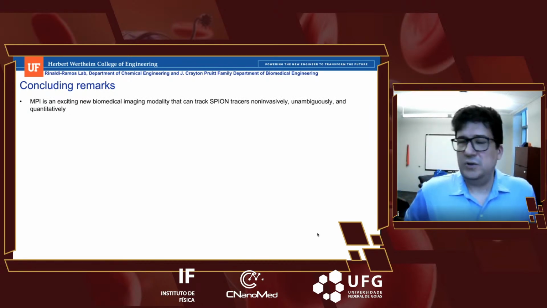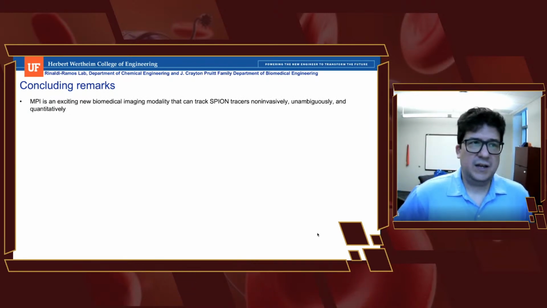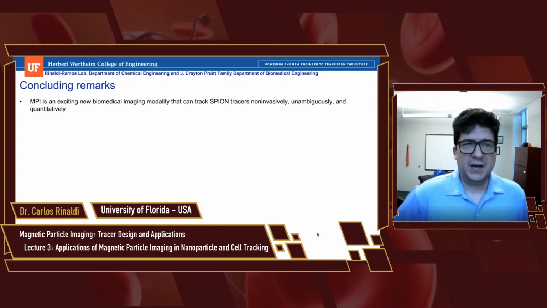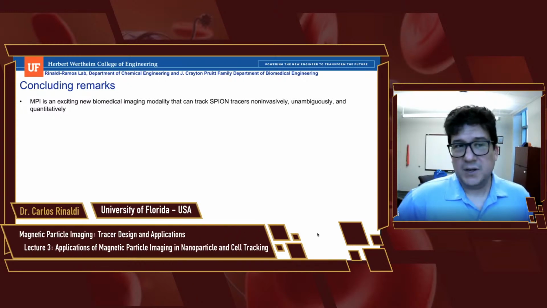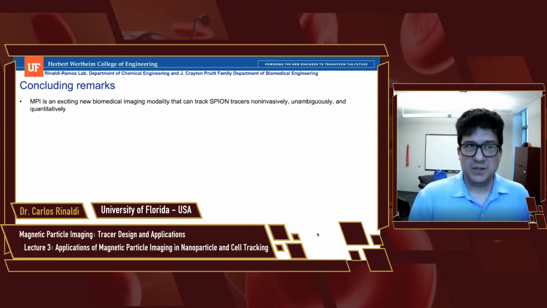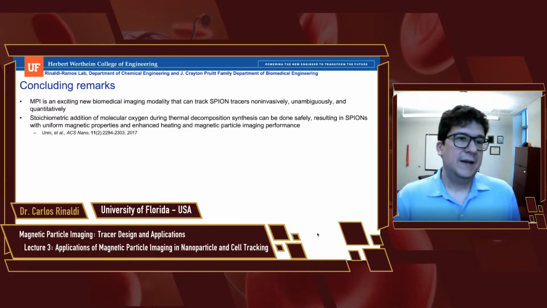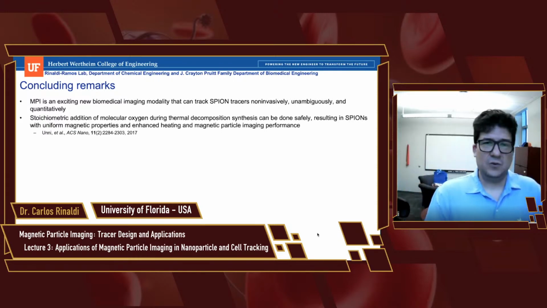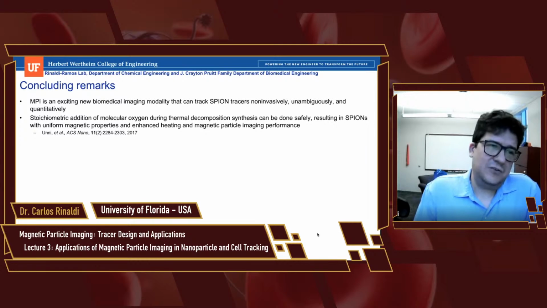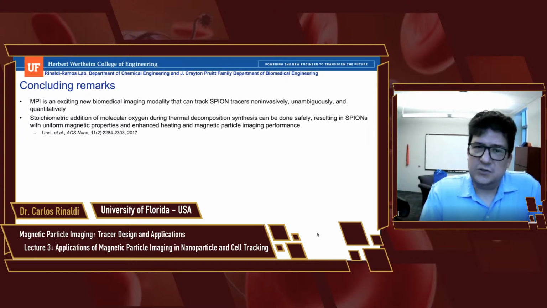Okay, so to conclude the tutorial yesterday and today, I hope I've conveyed that MPI is an exciting new biomedical imaging modality that can track superparamagnetic iron oxide nanoparticle tracers non-invasively, unambiguously, and quantitatively. Some of the highlights of our work that I presented is that stoichiometric addition of molecular oxygen during the thermal decomposition can be done safely. And it results in SPIONs that have very uniform magnetic properties and enhanced heating and MPI performance.